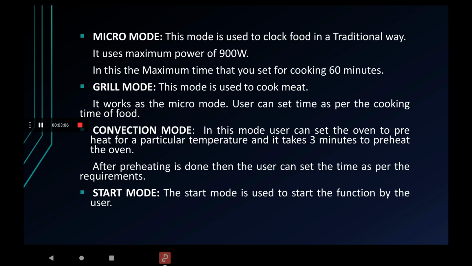Third one is convection mode. In this mode, the user can set the oven to preheat to a particular temperature and it takes 3 minutes to preheat the oven. After preheating is done, the user can set the time as per the requirements. The last one is start mode. The start mode is used by the user to start the function.